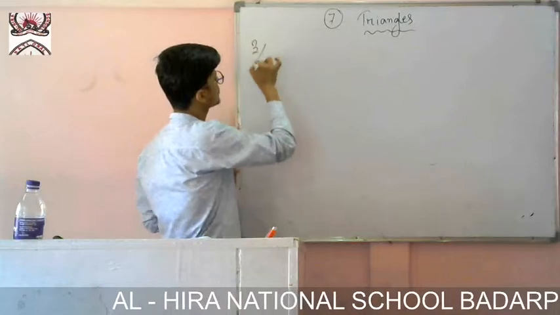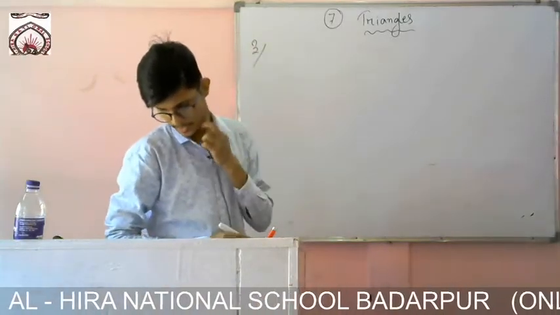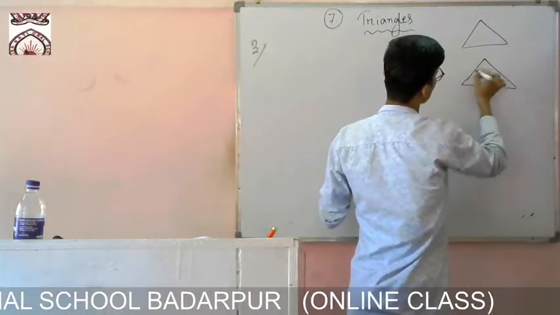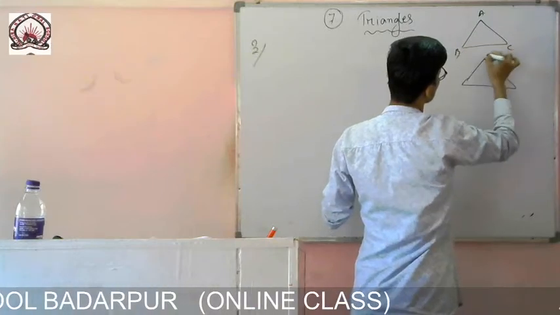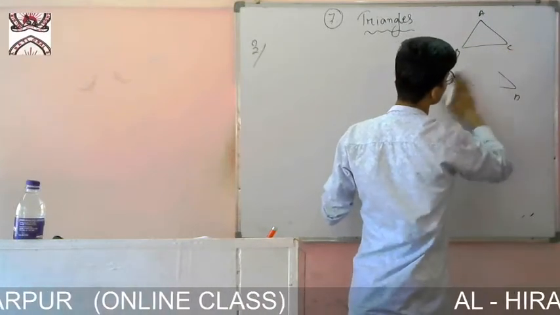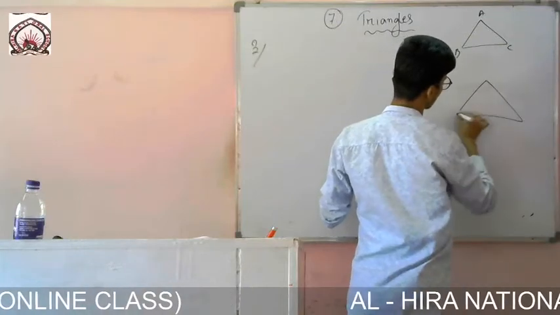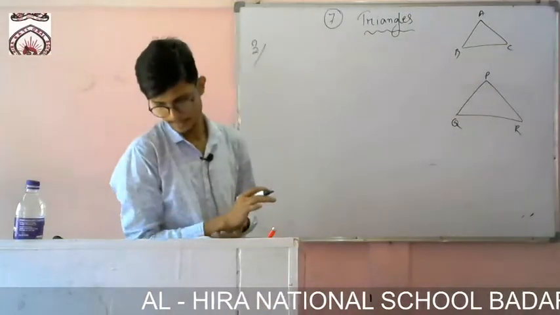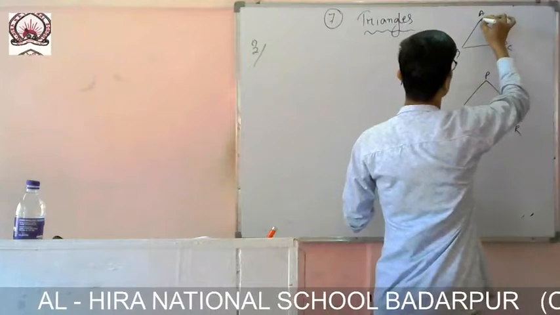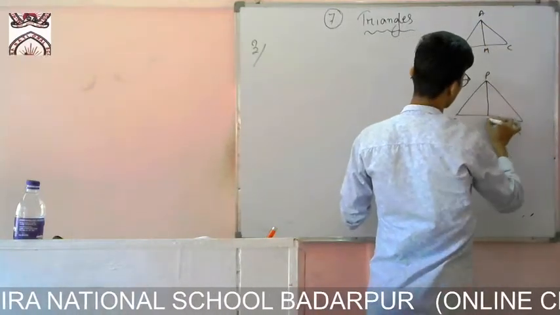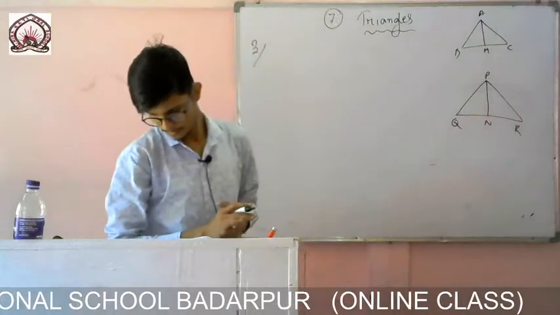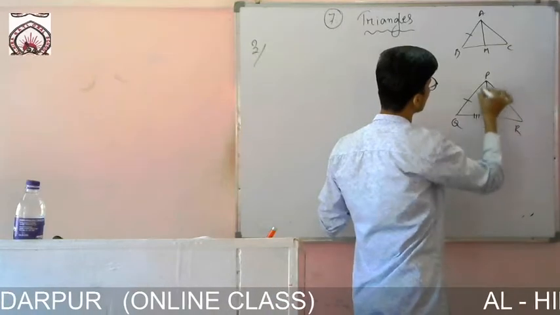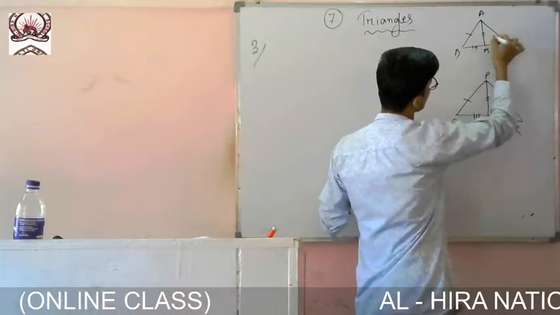So question number 3, two different diagrams are given, A, B, C and P, Q, R. These two triangles are given, and the medians AM and PN are given. What is given is that this side is equal to this side, and that side is equal to that side. So it is given in the question.